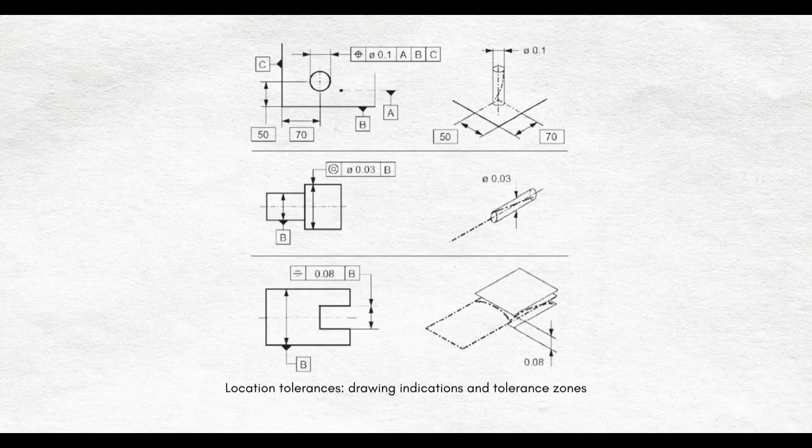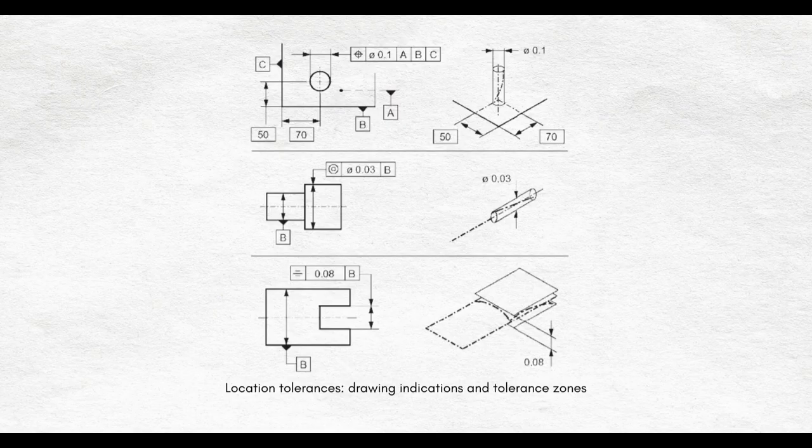Location tolerance refers to the maximum allowable difference in the position of a feature from its intended location. As per ISO 1101 standards, there are specific zones defined for location tolerance. All points of the feature must fall within these zones to ensure proper alignment. The location tolerance zones establish the acceptable range within which the feature can deviate from its desired position.